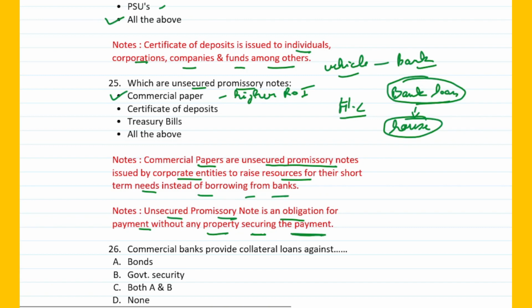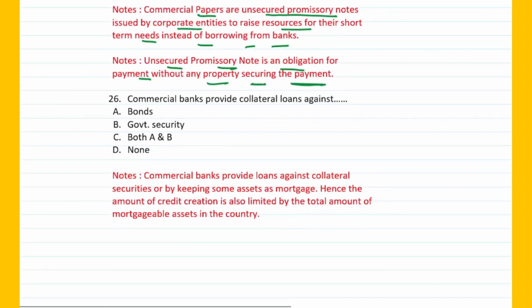Let's come to the last question. The last question says, commercial banks provide collateral loans against what? Commercial banks provide collateral loans against collateral securities or by keeping some assets on mortgage, something which I explained right now. If you have some security, that security is also called collateral, right? Hence the amount of credit creation is also limited by the total amount of mortgageable securities in the country. So commercial banks provide collateral loans against bonds, government securities, both A and B, or none. The correct answer should be C. Commercial banks can provide collateral loans against both bonds as well as government securities, right?